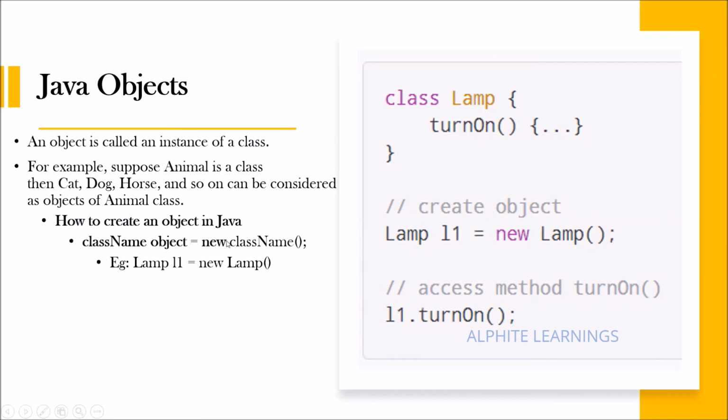This is a keyword, and the new keyword is helpful to create a new object. What it will do is it will clone this class. Sorry, Lamp is the class name. So it will clone whatever is inside this class. So what does this Lamp class contain?